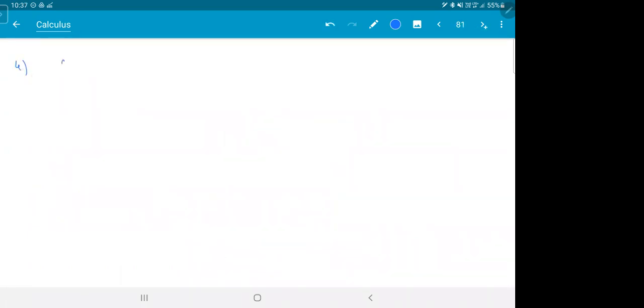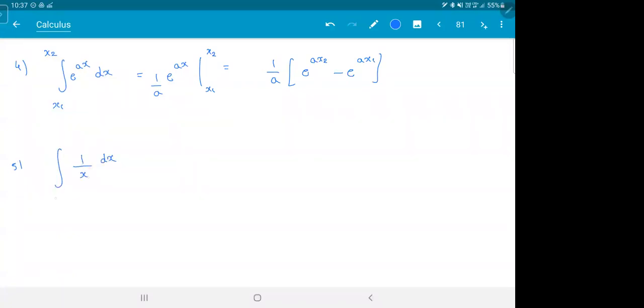Fourth one. Integral e power ax dx. This will be encountered mostly in 12th standard. This is 1 by a e power ax, e power ax2 minus e power ax1. Integral 1 by x dx. This is logs. Logs I'll show you later on. So this is ln x, x1 to x2, so that is ln x2 minus ln x1. These are the 5 formulas which you should remember.